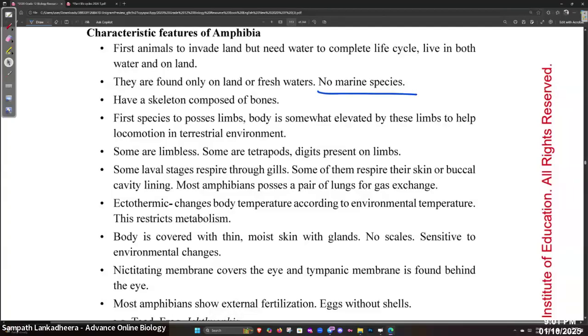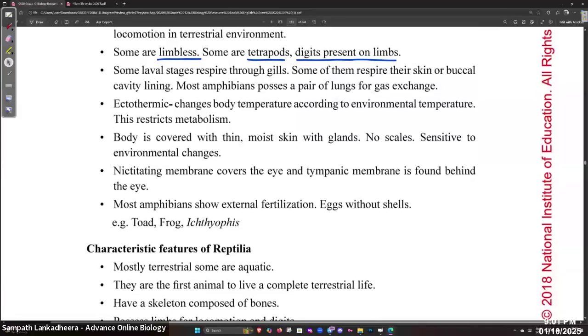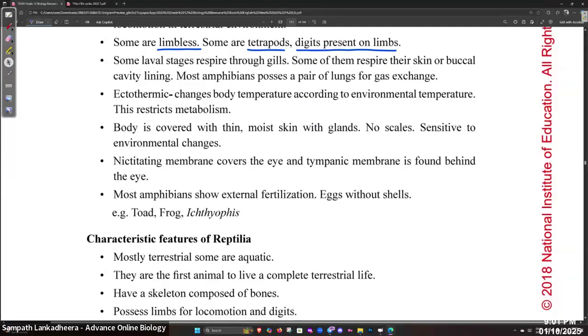Have skeleton composed of bones. First species to possess limbs. Body is somewhat elevated, so they can lift the body slightly above the ground and help in locomotion in the terrestrial environment. Some are limbless. Some are tetrapods, meaning 4 limbs present, digits present. Digits means fingers. Some larval stages respire through gills. Some of them respire through their skin.